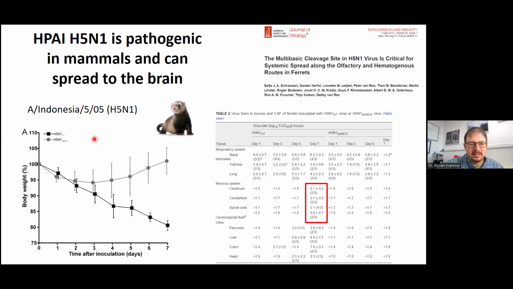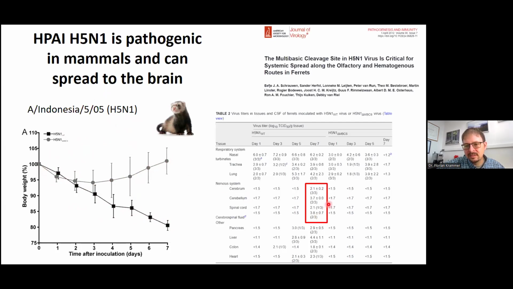And here on the left side, you can see data from an experiment in ferrets, where people took one of these highly pathogenic H5 strains and then infected ferrets, and you can see weight loss here. So the weight is declining very quickly. And then they made a version of the virus that doesn't have this polybasic cleavage site in the hemagglutinin. And in that case, the ferrets also get infected, but they don't die. They have very mild disease.